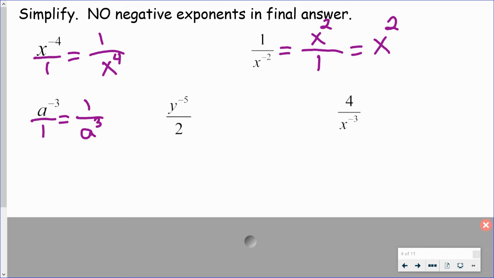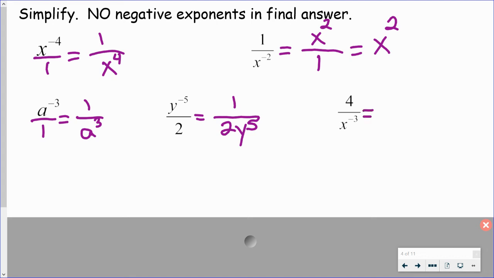And you need that 1 on the top. Same thing here. Okay. The 2 is not movable. There's no negative exponent, so that stays. But the y has to move, and I need that 1 on the top.